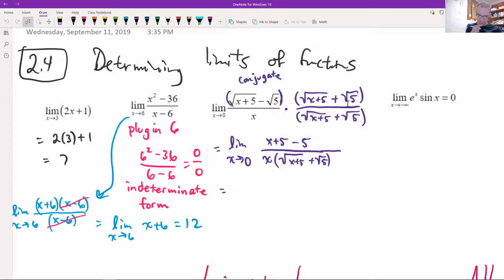So let's keep going. Now, we could treat the 5 plus 5 and minus 5 as 0. We could also, now that those are gone, cancel a factor of x on top and bottom, so that all we're left with is the limit as x goes to 0 of 1 over the square root of x plus 5 plus the square root of 5.